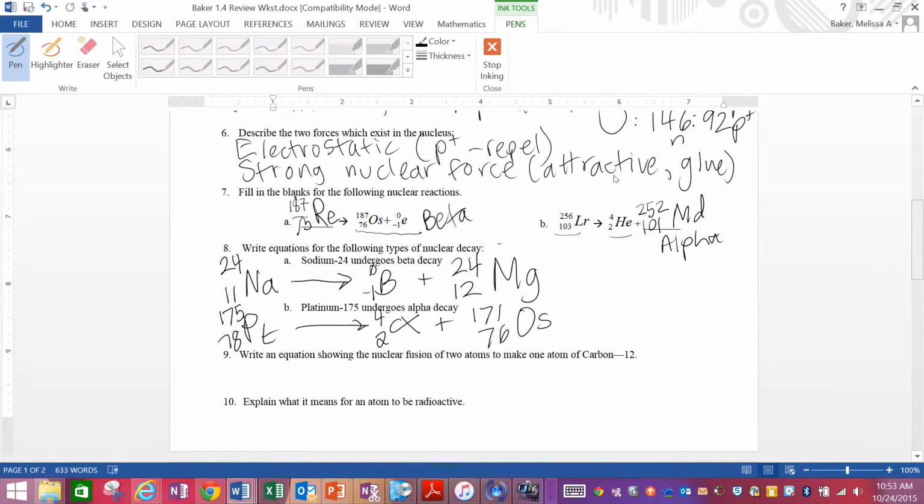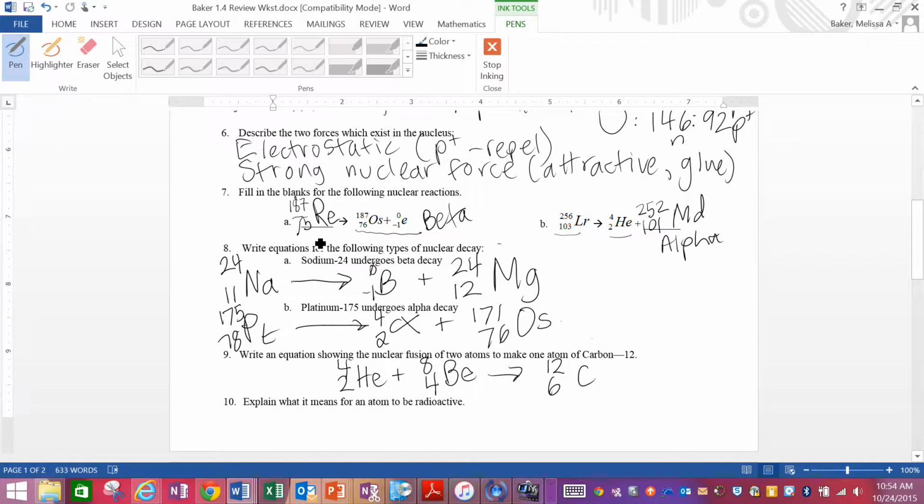Number 9, show any equation where the fusion of two atoms makes a carbon atom. There are so many possible answers here. So let's just make it easy. Let's start by saying, okay, this is what we're trying to end up with, and two atoms are going to add together to make that. Let's just keep it easy and make one of them a helium atom. So 4 plus what is 12? That would be 8. 2 plus what is 6? That would be 4. So this must be a Be, beryllium.